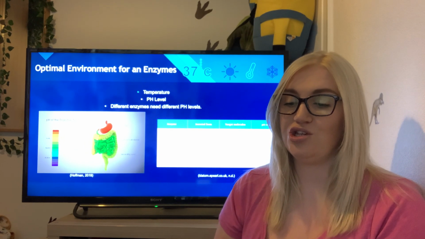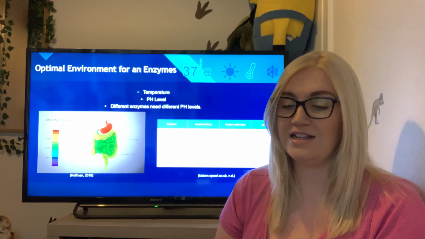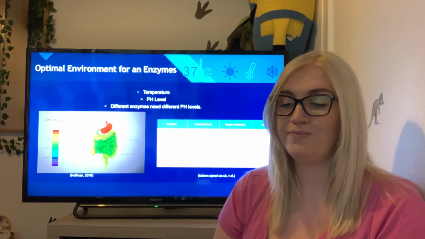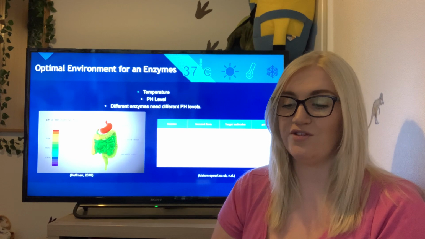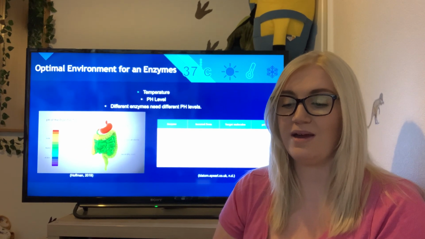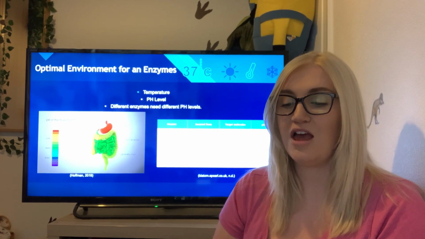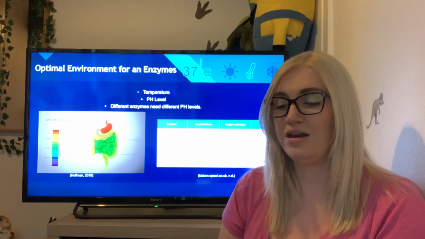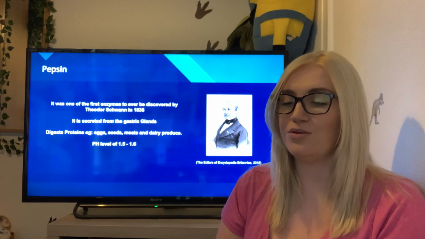A pH scale is used to check the levels of acidity and alkalinity. It ranges from 0 to 14. Different enzymes need different pH levels to work effectively. For example, gastric lipase needs an acidic environment to work best. The small intestine needs an alkaline environment. Let's look at 2 different enzymes up close.